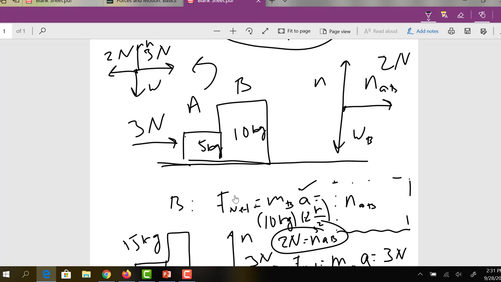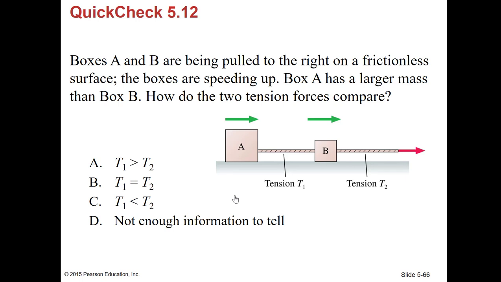All right, let's take a look back at the notes. So it's one of these quick check ones for us. Box A and B are being pulled to the right on a frictionless surface. The boxes are speeding up. Okay, that means there must be a net force on them. Box A has a larger mass than B. How do the tensions compare? So T1 and T2. Well, we can get this by looking at the free body diagram of B.